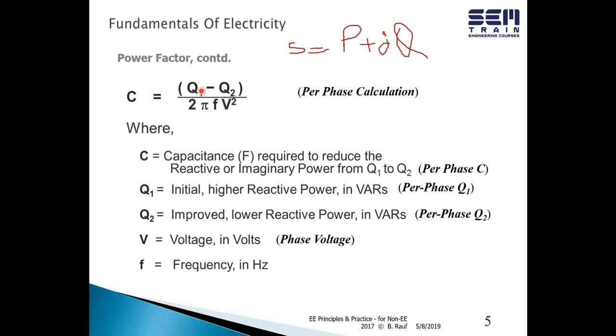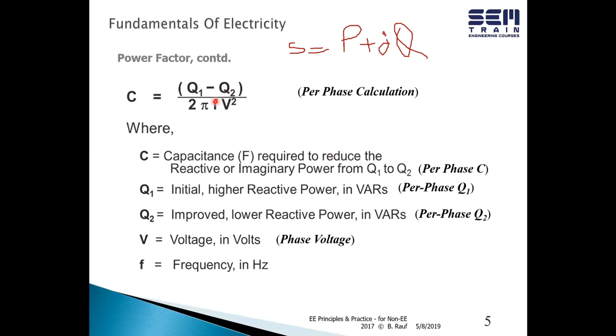You take that delta Q and divide it by 2 pi times frequency times voltage RMS squared. And that'll give you the capacitance in farads. That's how much capacitance you need to add on per phase basis. Everything is per phase, in order to remedy and improve the power factor such that you're able to reduce the Q in the system by this amount.